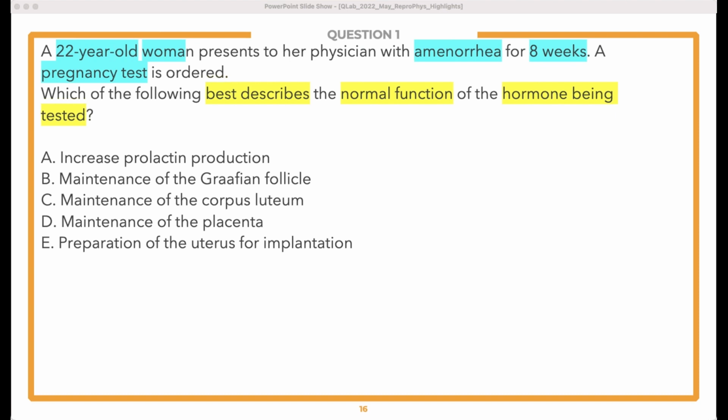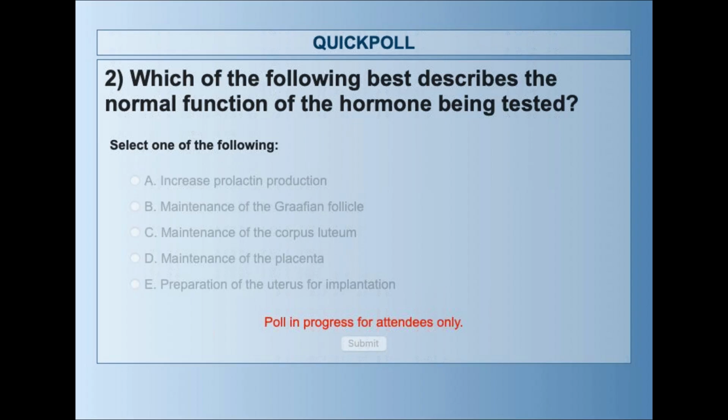Okay, excellent. Thank you, Paris. Okay, so we're going to try and see if this works. Okay, the poll has been launched. I believe that is the correct question. So go ahead and make your selection. Which of the following best describes the normal function of the hormone being tested in this case?